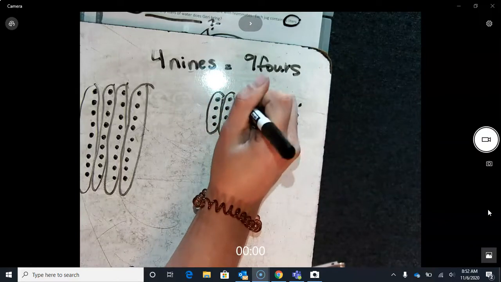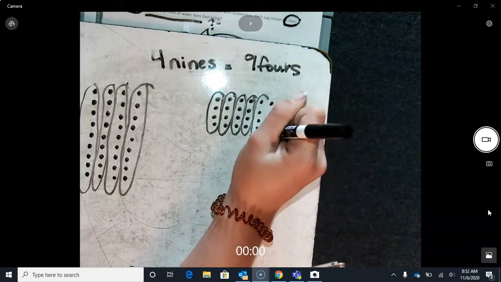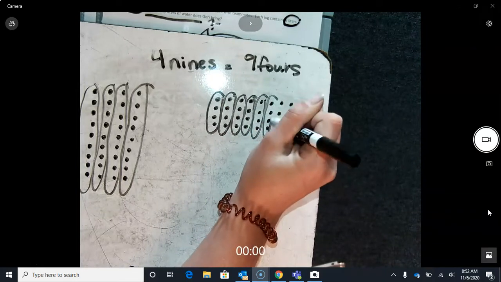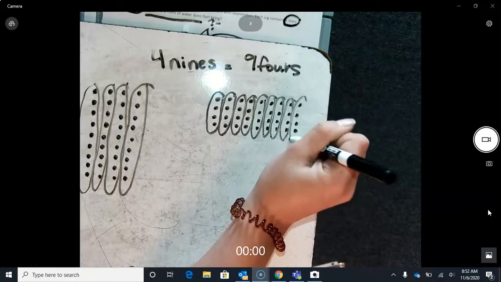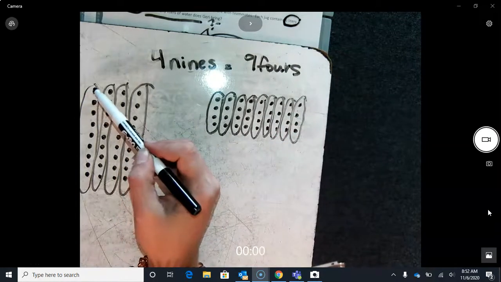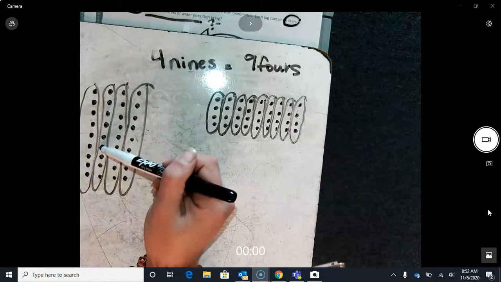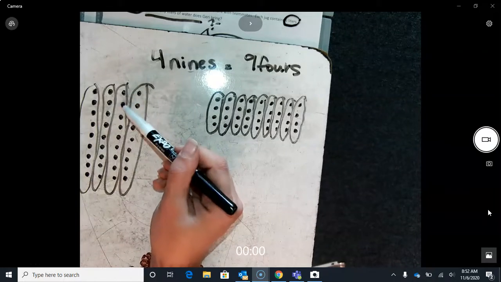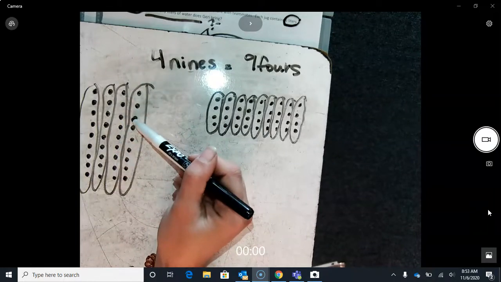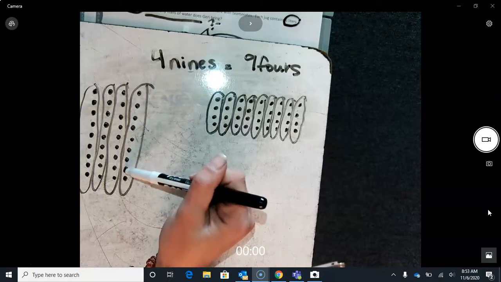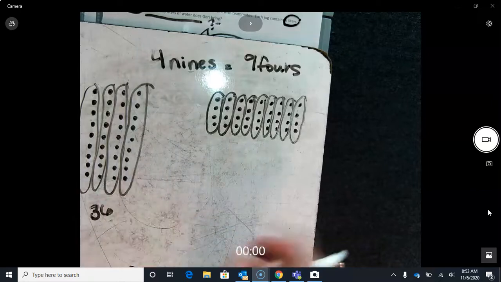Let's see if these are the same total amount of dots. If the commutative property is true, we should have the same amount of dots represented in both of our problems, but let's check. So we have 9 here, 10, 11, 12, 13, 14, 15, 16, 17, 18, 19, 20, 21, 22, 23, 24, 25, 26, 27, 28, 29, 30, 31, 32, 33, 34, 35, 36. So we have 36 for 4 groups of 9.